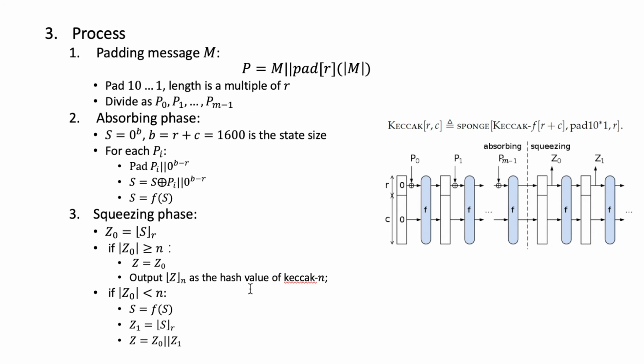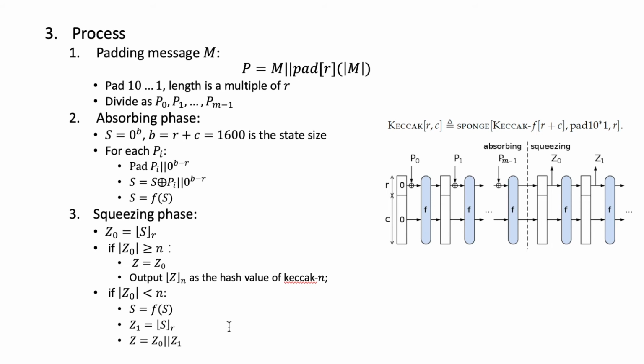But for other cases, if the length of Z0 is less than the output length, we're going to pass the state into the permutation function and get the next state, and we also output the first R bits as Z1. Then we put Z0 and Z1 together, and we will see if the length of the output Z is enough for the output. Then we're going to output the N bits of Z.